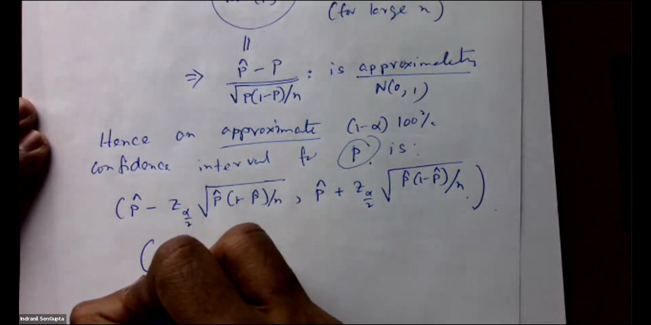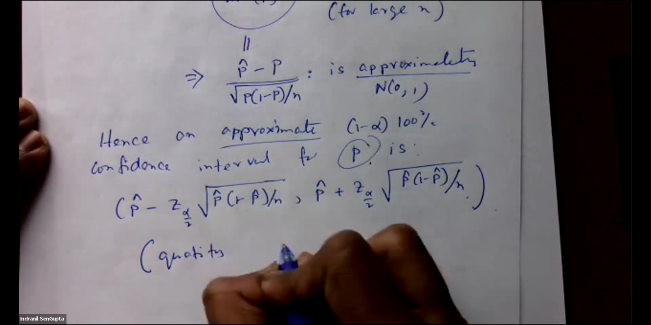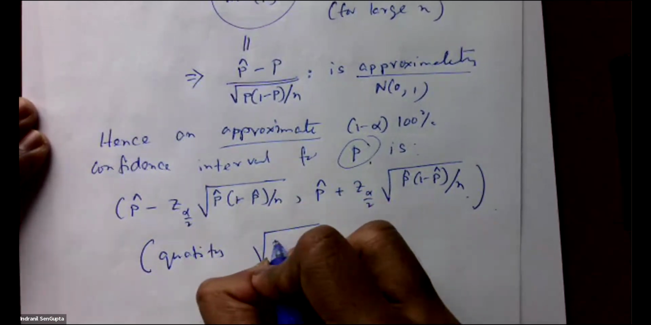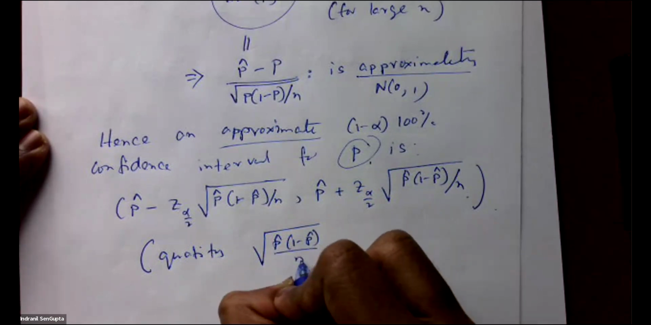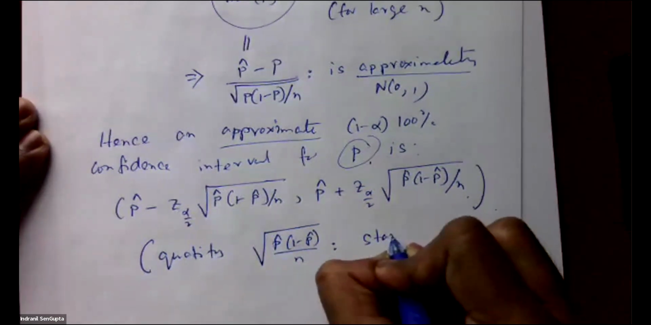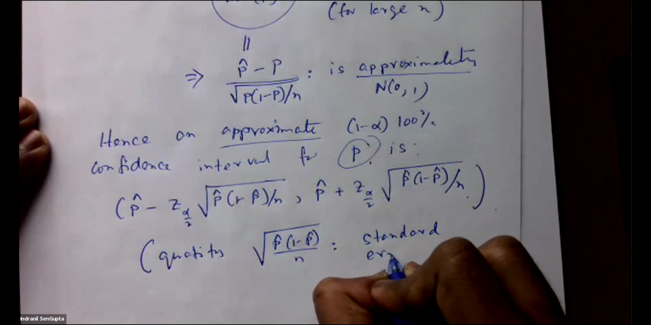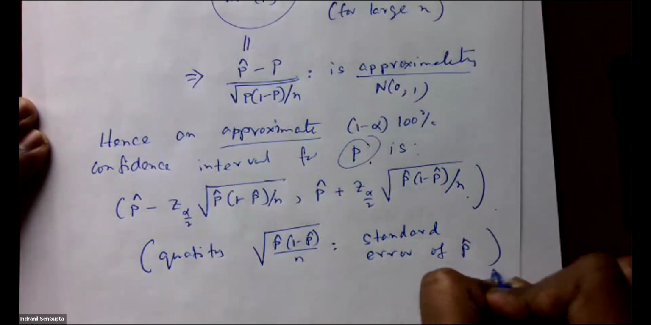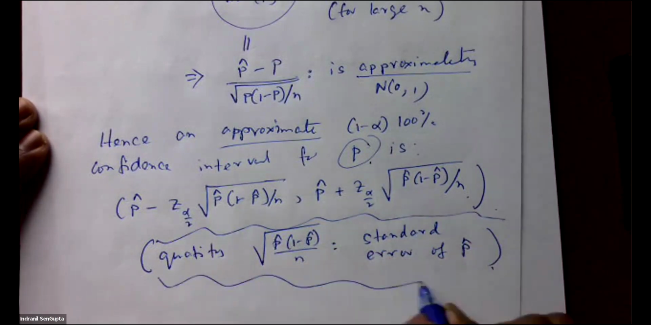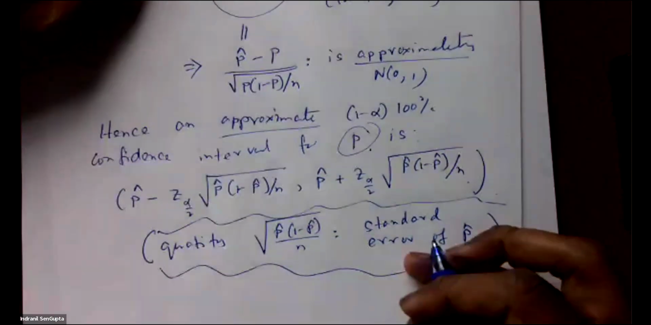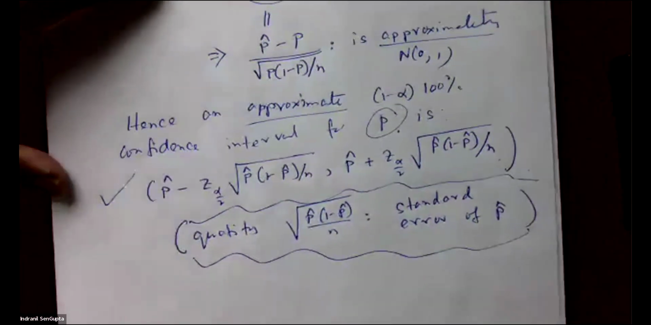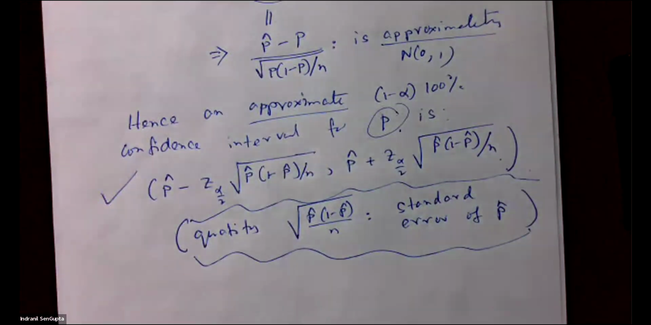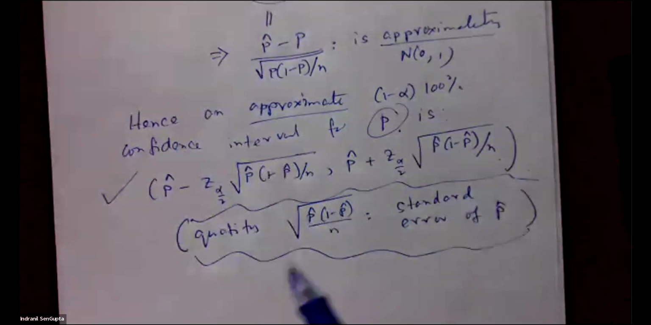So here, since we are mentioning it, this quantity, the square root of p hat times 1 minus p hat over n, is called the standard error of p hat. All right, so this is an approximate confidence interval for the case of a proportion. You use it when each sample follows a Bernoulli distribution and you are looking at the proportion.